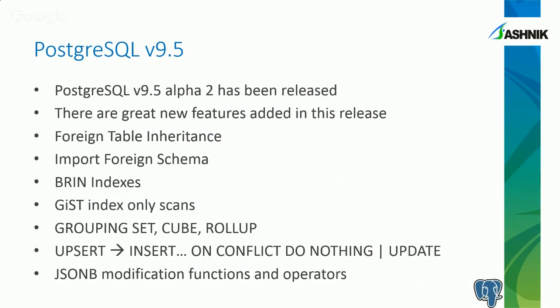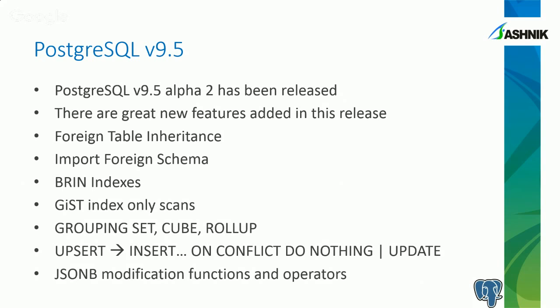So 9.5 Alpha 2 has been released quite recently, and there are a lot of great features in version 9.5. And we are excited about a lot of these features. Some of these are foreign table inheritance, which we are going to cover in today's hangout. Importing a foreign schema, which basically makes it easier for a user to import the complete schema rather than importing individual tables in a foreign data wrapper. Basically, it will work for Postgres foreign data wrapper.